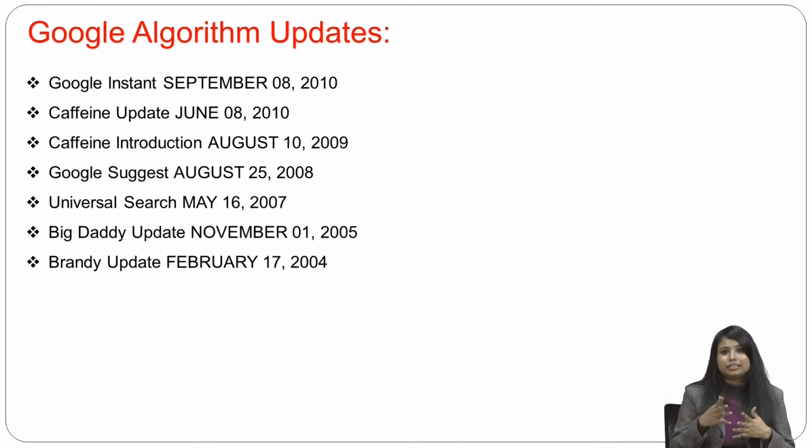Then in 2010, it was the Caffeine update. It came on 8th June. Caffeine is Google's web indexing system, which provides 50% fresher content in searches as compared to the earlier index and creates the largest collection of web content Google has ever offered.